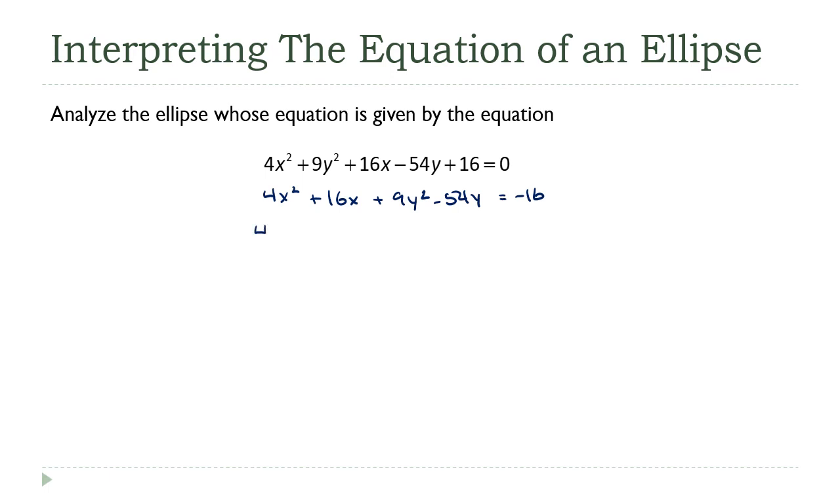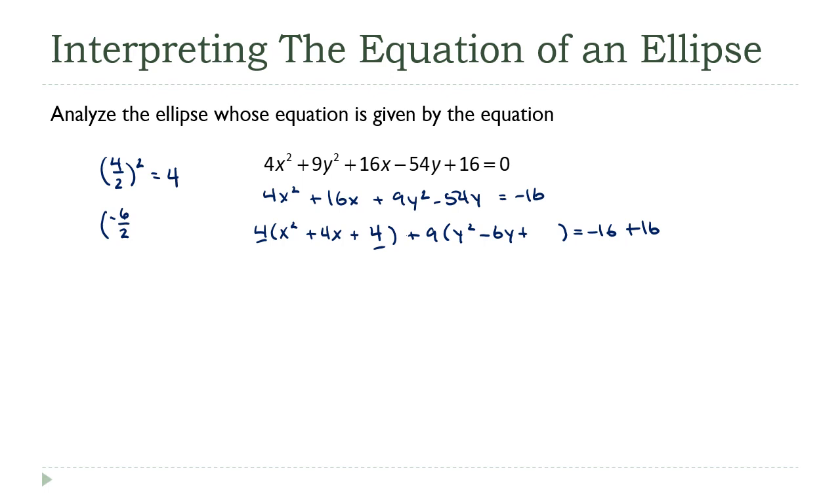Now I'm going to factor because I need to get rid of the 4 and the 9. So I'm going to make this 4 times x squared plus 4x, and I'm going to leave some space there because I'm going to add a number in, plus 9 times y squared minus 6y, and again I'm going to leave a space there, equals -16. So what do I have to add to turn these into perfect squares? For the first one, it's going to be 4 divided by 2 squared, which is 4. So that means I have to add 16 over here. Because remember, I didn't just add 4, I added 4 times 4.